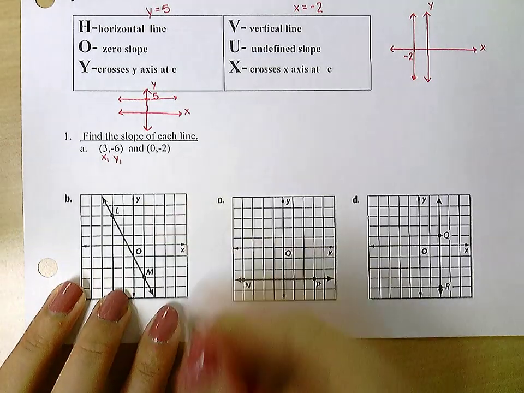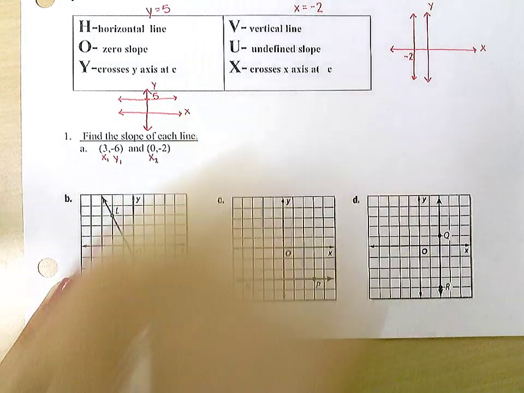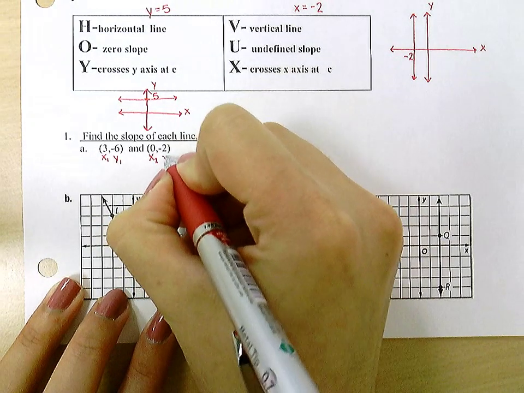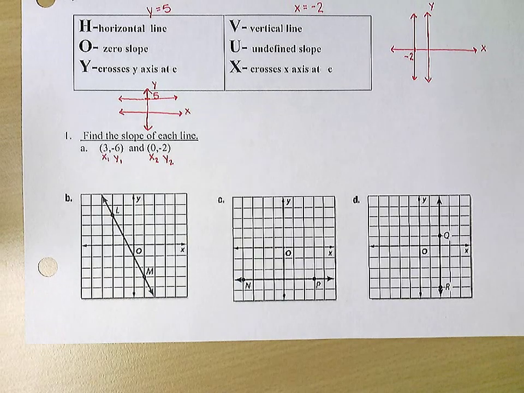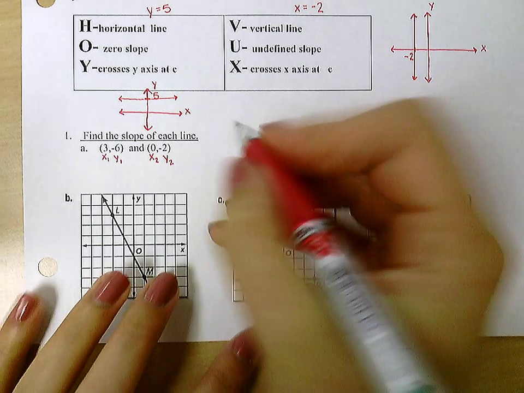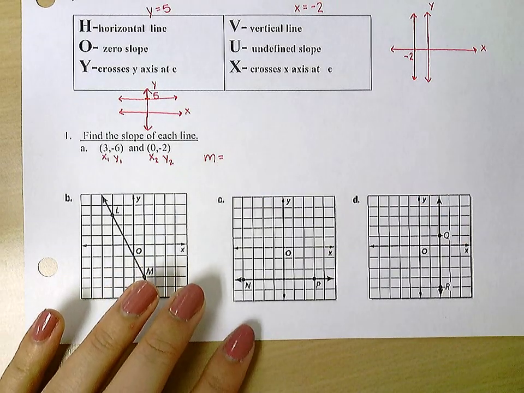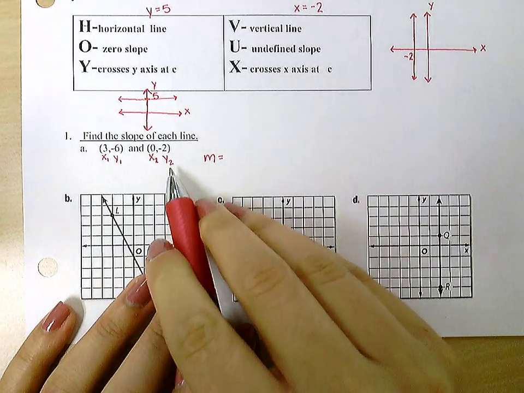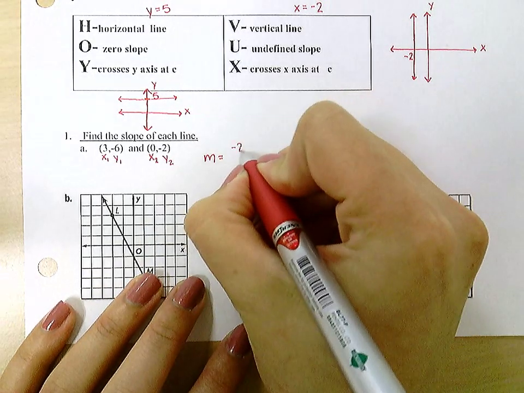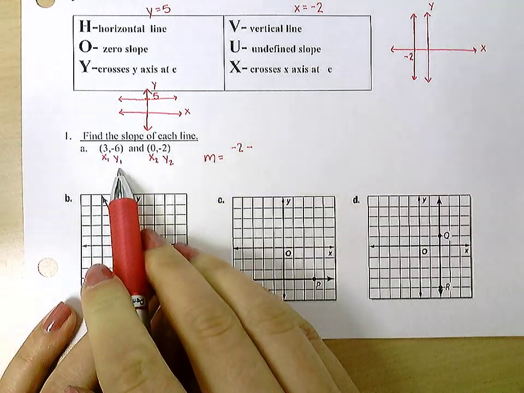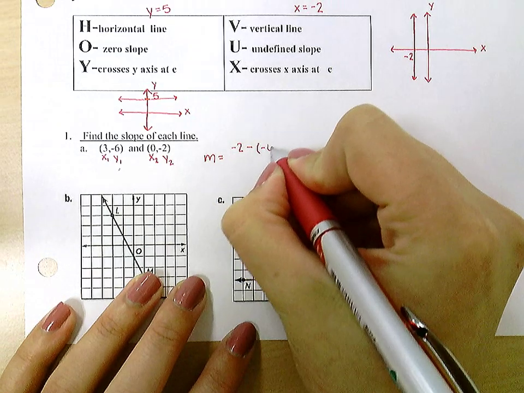My second point then, I would label as x sub 2. So that 0 value is x sub 2. And this y value is y sub 2. So negative 2. Now that I have it labeled, it's a little bit easier to put into that slope equation. So for my slope, which we use m is equal to, we need to take our y sub 2 value, which is negative 2, subtract our y sub 1 value, which is negative 6, and I'm going to put that in parentheses.